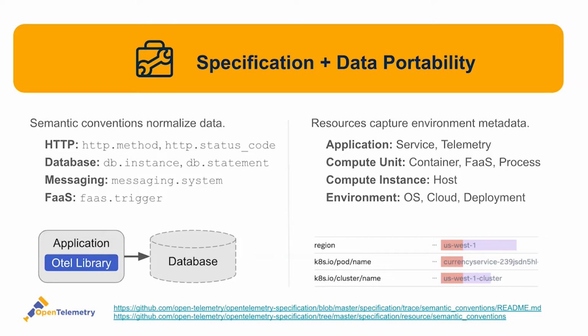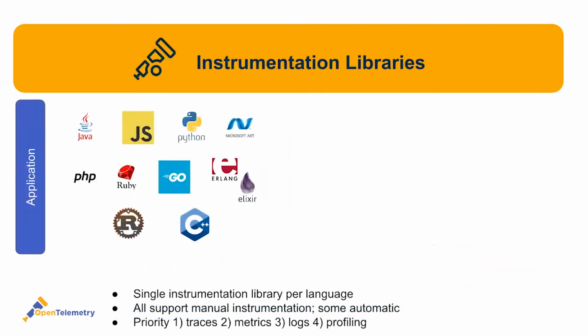Now, there are other aspects of the specification that I can't drill into right now, but probably the most important takeaway here is that if you use the OpenTelemetry Open Standard, you have data portability. It no longer matters which backend or backends you're sending the data to. It's fully portable because you're following an open standard.